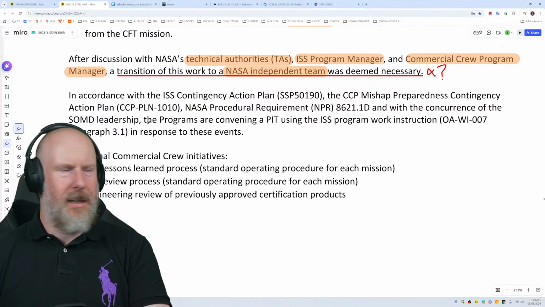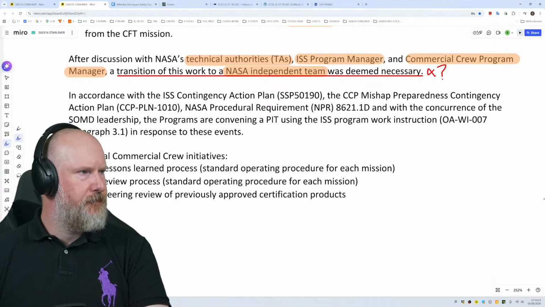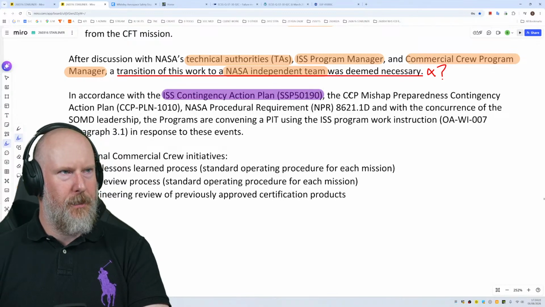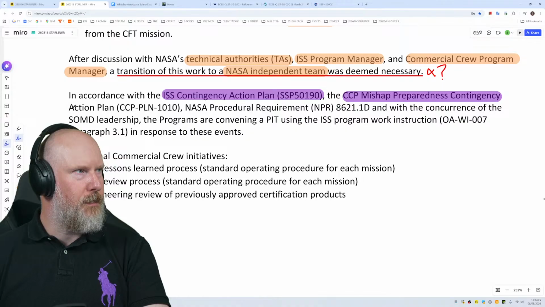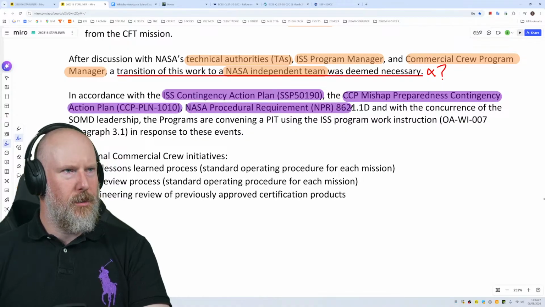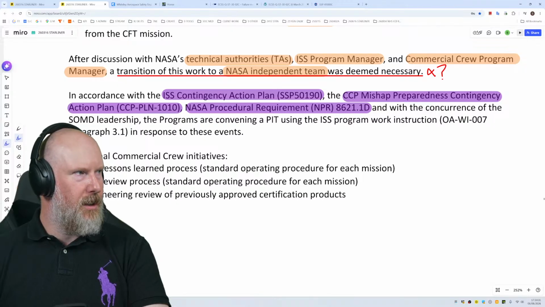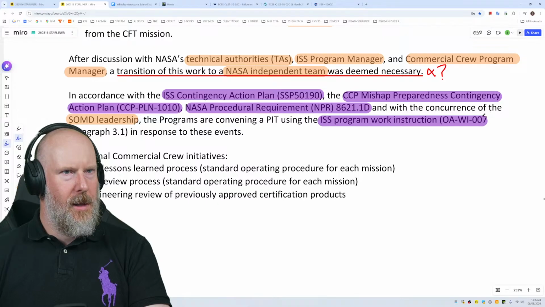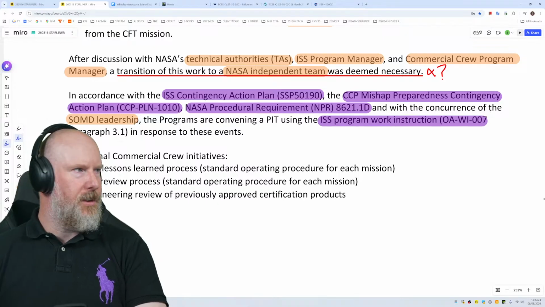In accordance with the ISS Contingency Action Plan, SSP 50190, the CCP Mishap Preparedness Contingency Action Plan, the NASA Procedural Requirement 8621.1 Delta, and with the concurrence of the SOMD leadership, the programs are convening a PIT using the ISS Program Work Instruction 007 in response to these events.